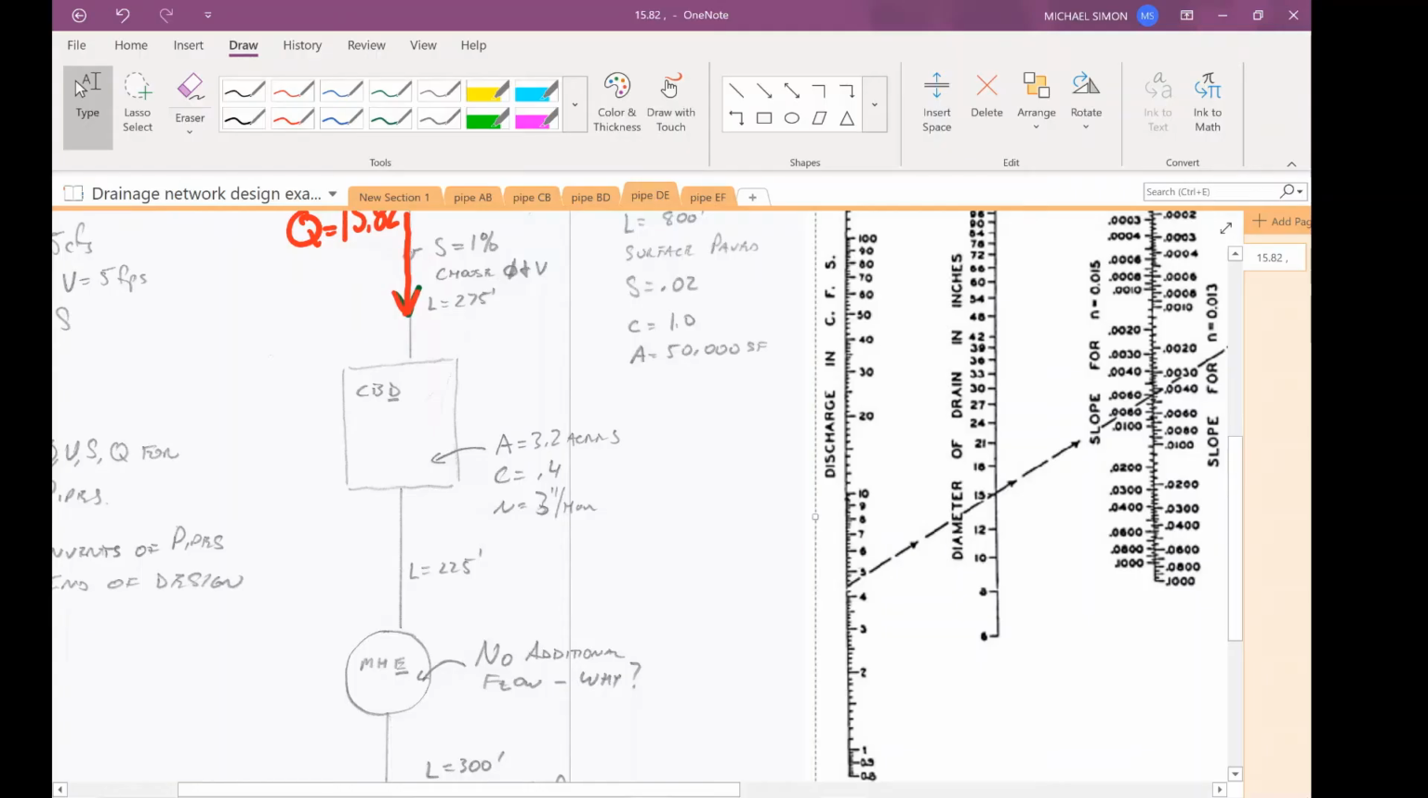And welcome back again. So now we're going to look at going into basin D, catch basin D. And for that, we have to figure out what the Q is going to be. Once again, Q is equal to CIA. We have our 0.4, we have our acres.